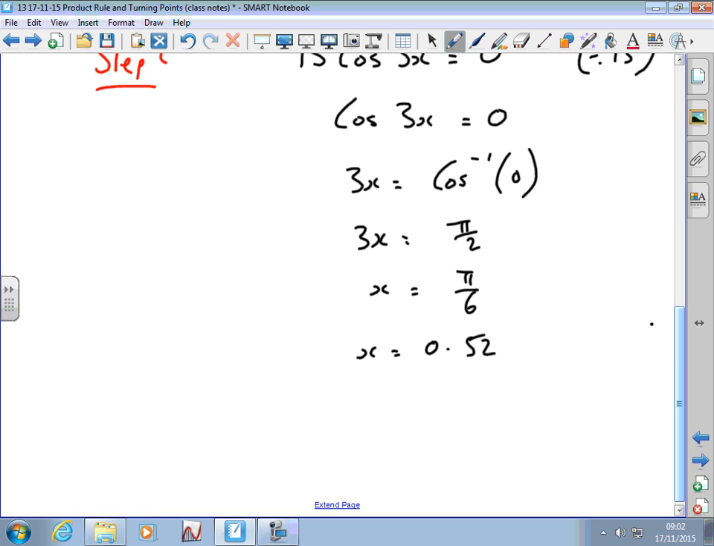So x equals around about 0.52. Cos of 0 minus 1 of 0 is 0. Yeah, I was thinking of cos of 0, which is 1.